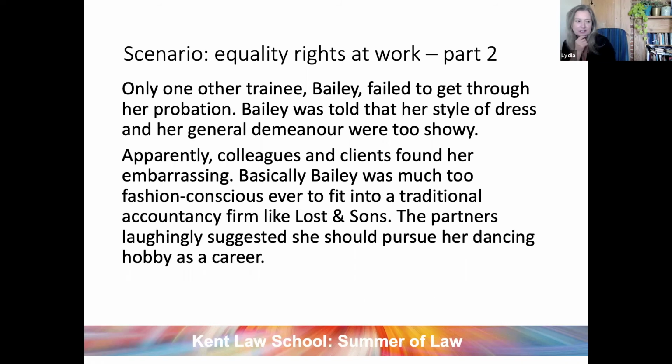This is a situation to do with Bailey. And Bailey was told that her style of dress and her general demeanour were too showy. Apparently, colleagues and clients found her embarrassing. Bailey was said to be too fashion conscious ever to fit into a traditional accountancy firm like Lost & Sons. And the partners laughingly suggested that she should pursue her dance hobby as a career. Now, if Amma was the only minority ethnic person at the workplace, we can assume that Bailey was white.